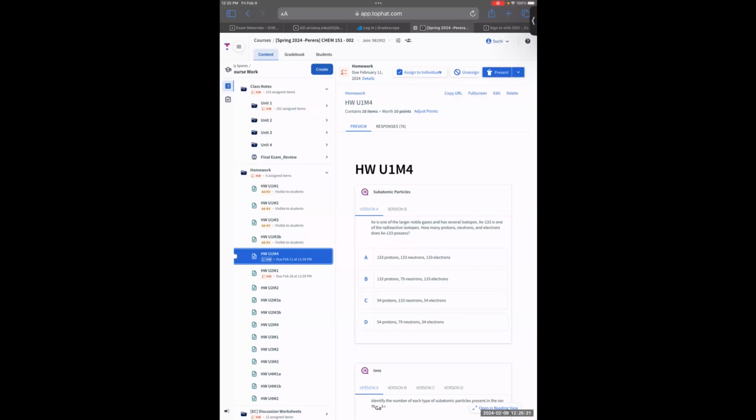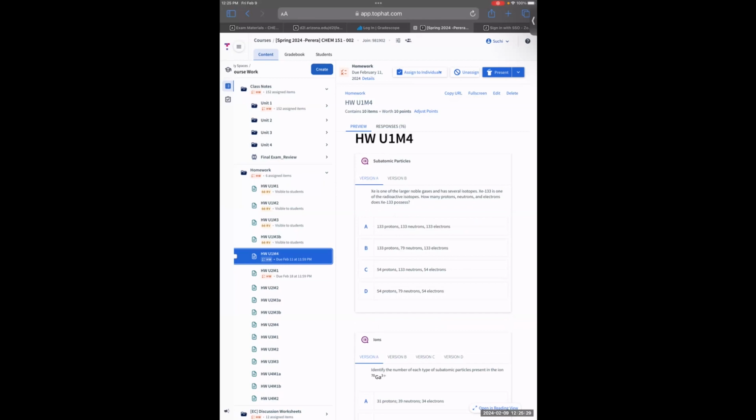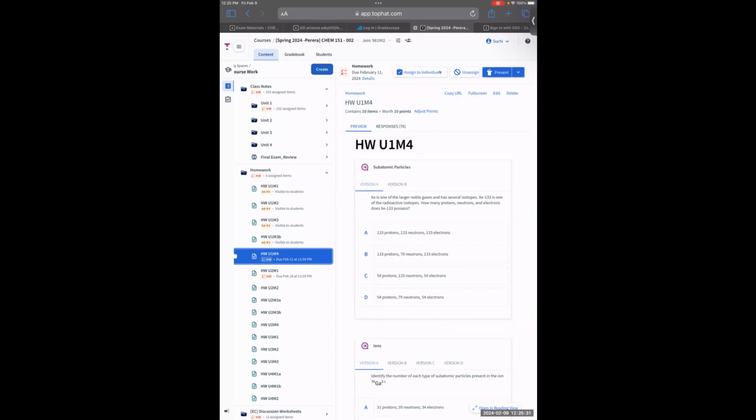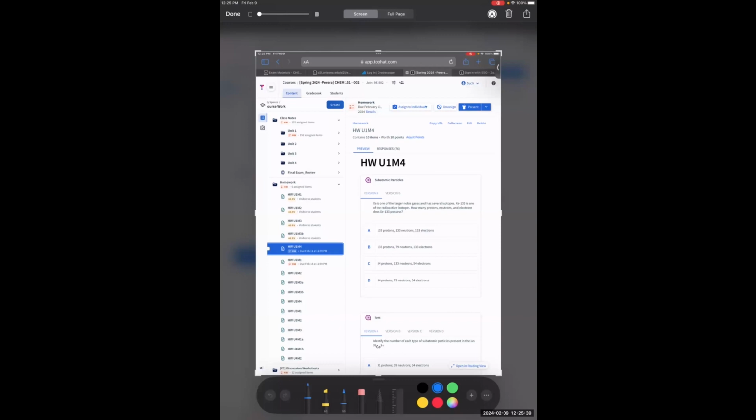All right, let's go over some homework questions from Unit 1, Module 4. I believe I need to take screenshots to annotate. Okay, so question one, about subatomic particles.